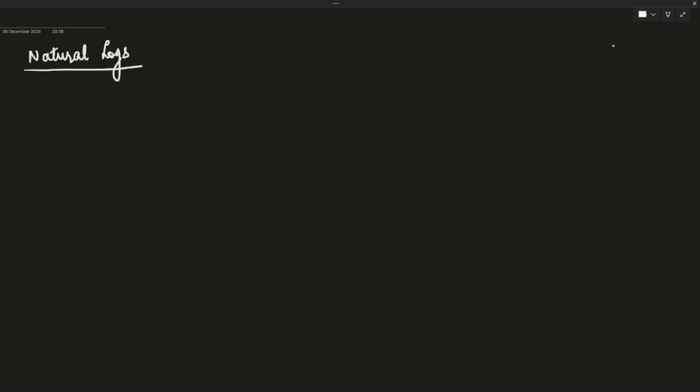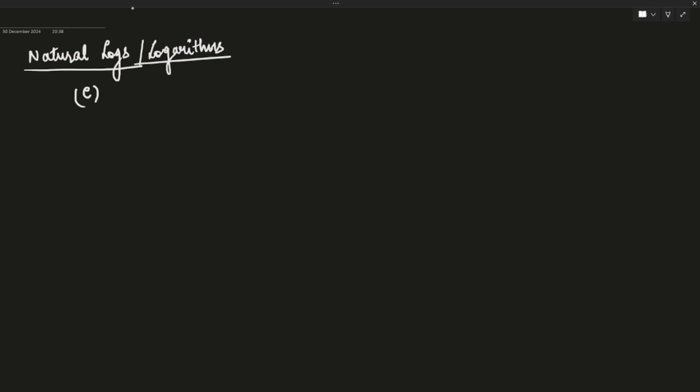Hi everyone. So today we'll be learning about a special type of logarithm which is known as natural logarithms, or natural logs. So what are natural logarithms? It is just another type of logarithm with a special base of e.